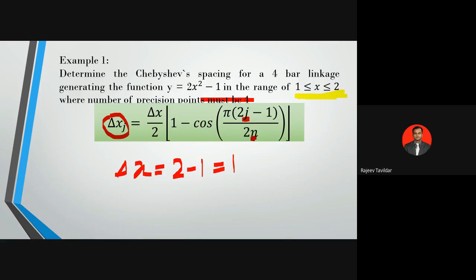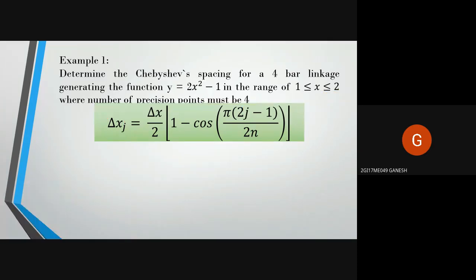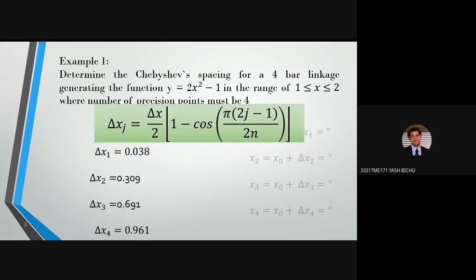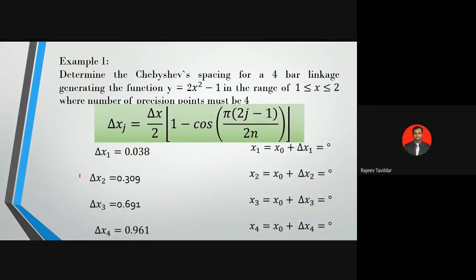Similarly, if you go for delta x2, then you will have to replace j by 2 over here. Yes, sir. Got it. Thank you. So please show the next slide. So we have got delta x1, delta x2, delta x3, and delta x4. I need to find out exactly what x1, x2, x3, and x4 are. For that, you will have to add x0. What is your x0? x0 is 1.